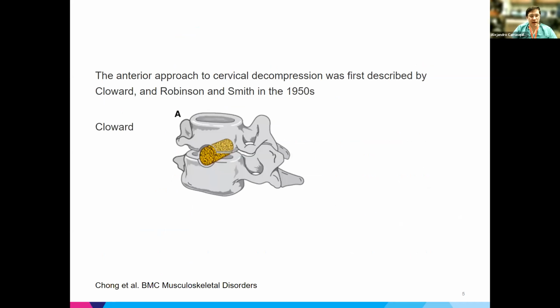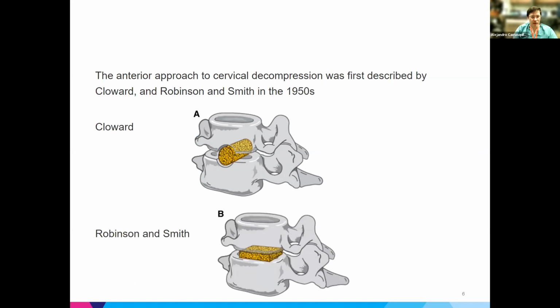Cloward described this kind of interbody implant to create arthrodesis in the cervical spine. It was a circular shaped implant that replaced the disc and wedged itself between vertebral bodies, while Robinson and Smith described this flatter implant along the end plates of the vertebral bodies.